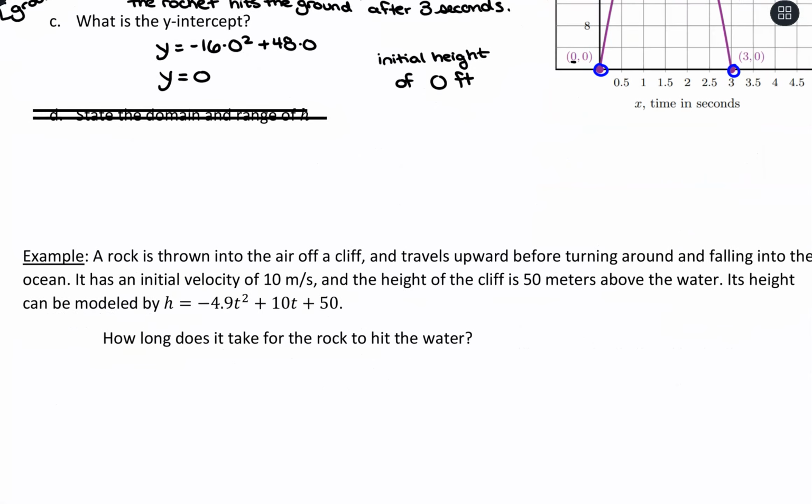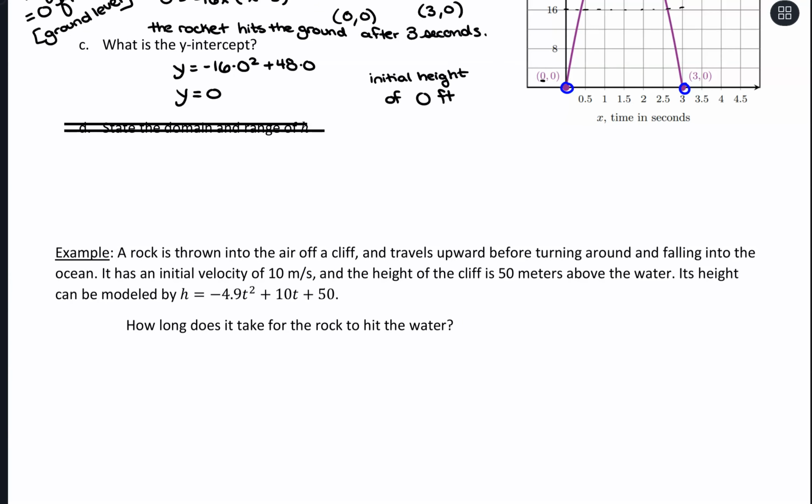We have a rock is thrown into the air off of a cliff and travels upward before turning around and falling into the ocean. So just as a little image here, we have a cliff, we have the ocean, we are standing here, and we're throwing a rock off the cliff and into the water.